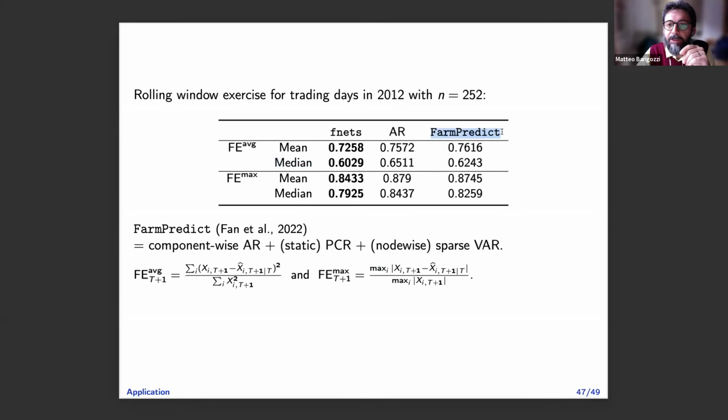This is FunPredict. What is FunPredict? This is the paper by Fan and co-authors, where they do the following. First, they filter each series with a univariate AR model. Then they do a Stock and Watson forecast, so similar to ours with factors, but using the covariances of the data and not of the common component. Then on what is left, they estimate a lasso on the idiosyncratic component in the standard way. They take the idiosyncratic component and estimate lasso, node-wise sparse bar. And then they put the three together and they have a forecast.